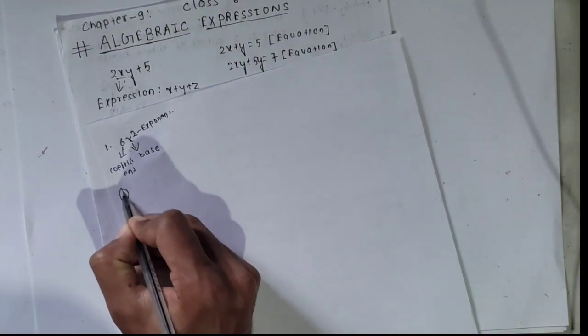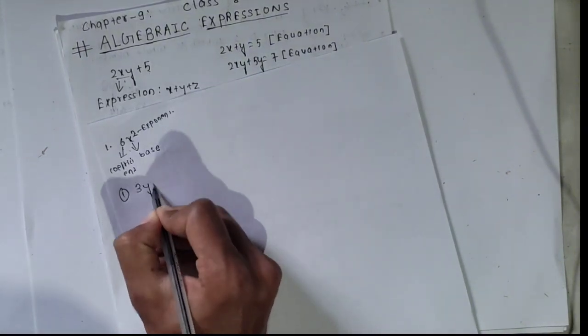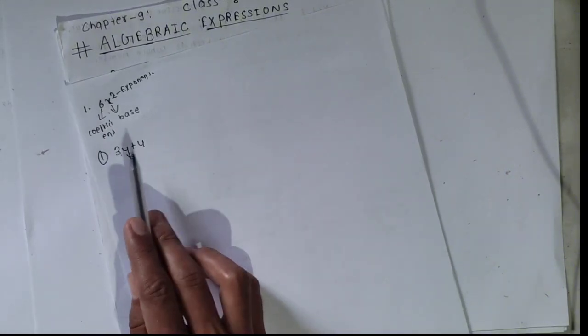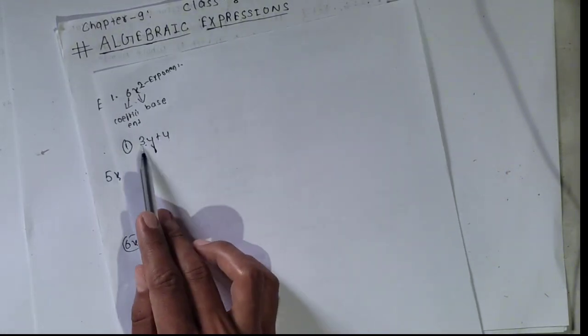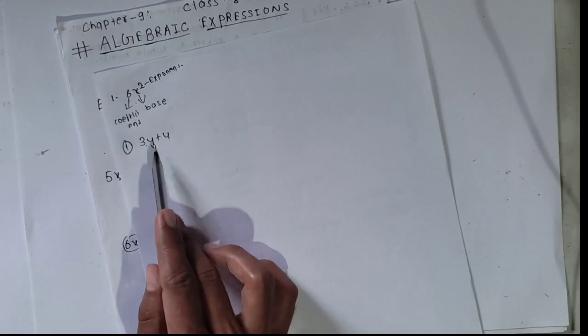Let's try a few more to make sure we have got it. Question number 1: 3y plus 4. How many terms are here? This is the first term and this is one term, so one term and one term means there are two terms. So it is a binomial. Here we have two terms, 3y and 4.